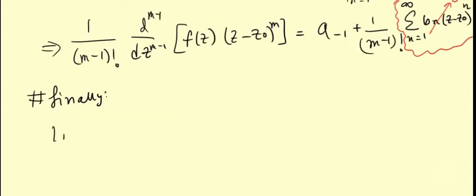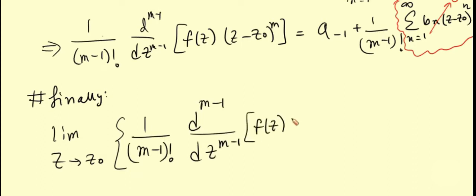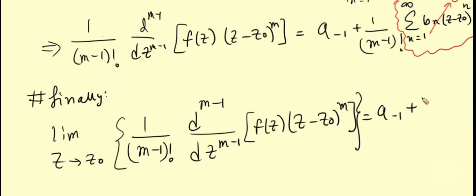So this will look like limit z goes to z naught. Obviously you can put this factorial inside this expression, it doesn't matter because it's a constant, and you have m minus 1 factorial, and you have d to the power m minus 1, d of z to the m minus 1, your f of z times z minus z naught to the power m equals, since this is a constant, the limit won't have any effect on it because there is no z over here.